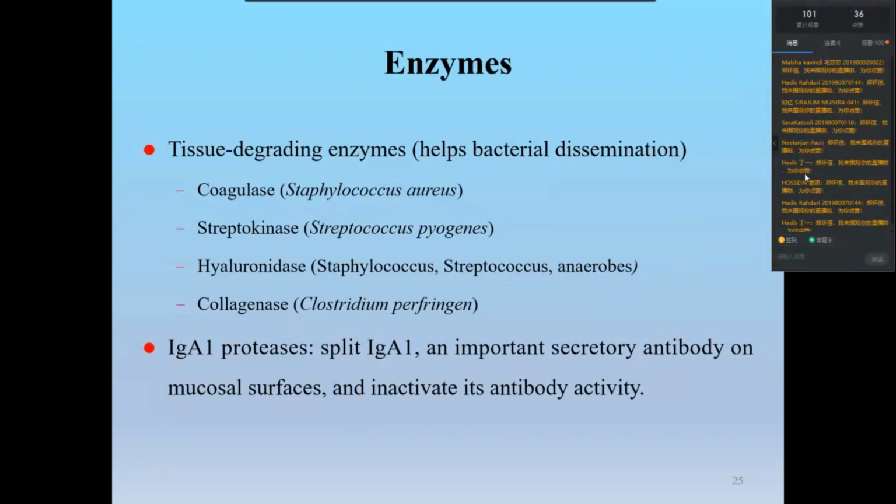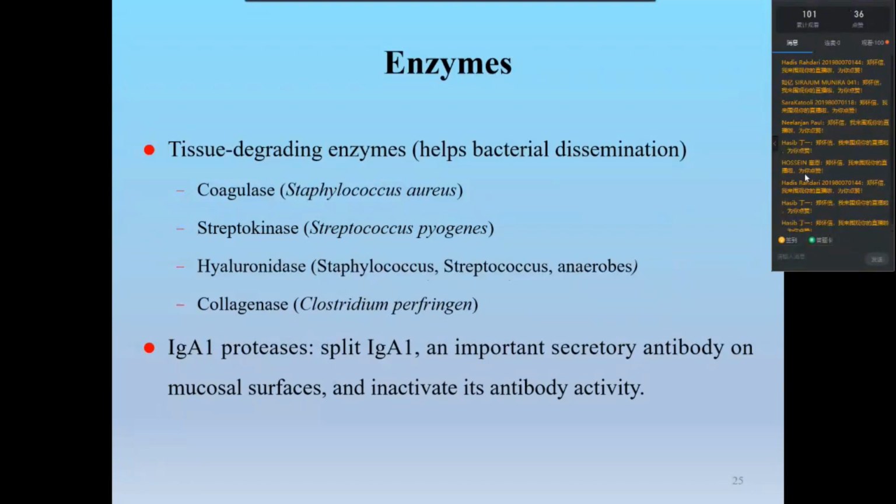And collagenase, that's an enzyme which can degrade collagens. And we know that collagen is also a protein fiber which is rich in connective tissues. By degrading the collagen, the bacteria can make gaps in tissues so that they can spread within the tissues. So that's the collagenase. And there are also other enzymes, like the one at the bottom, that's IgA1 protease.